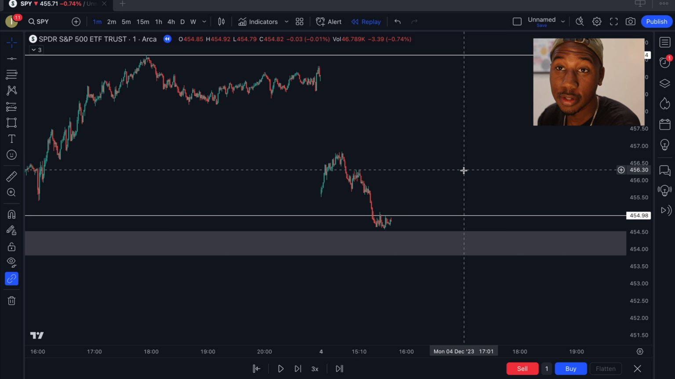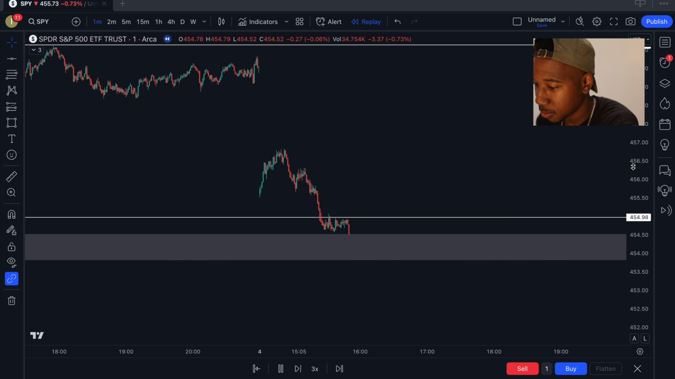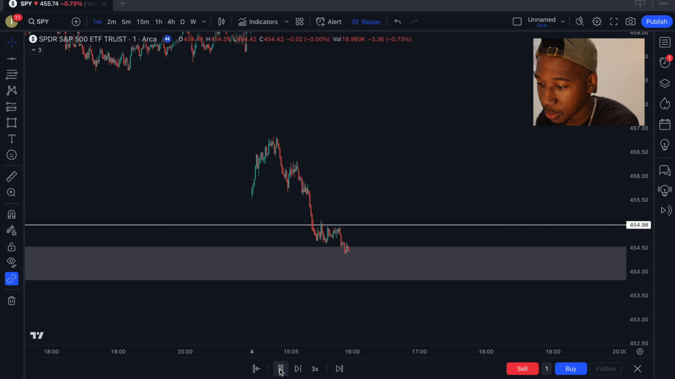Awfully close to the demand zone. Let me zoom out, make that a little easier to see. Okay, we tap in, so right here.